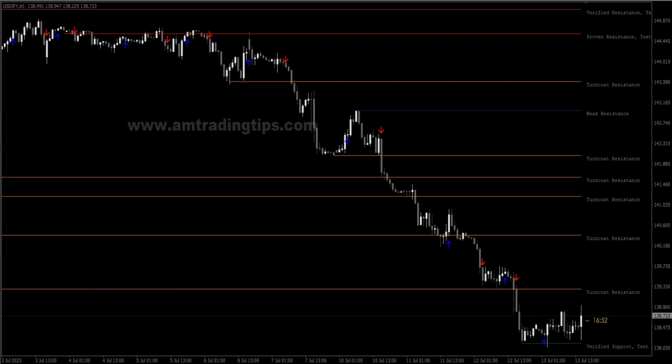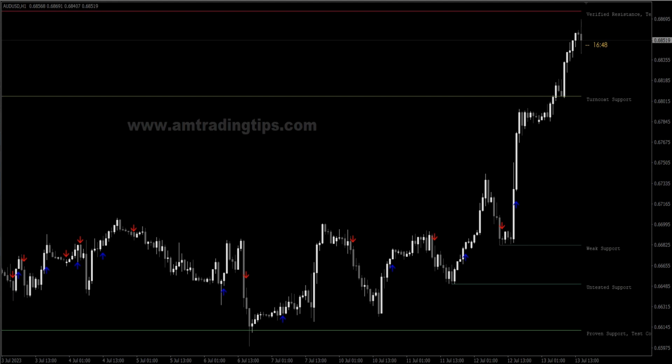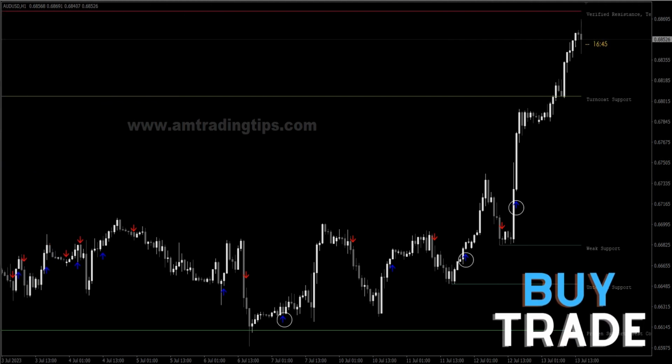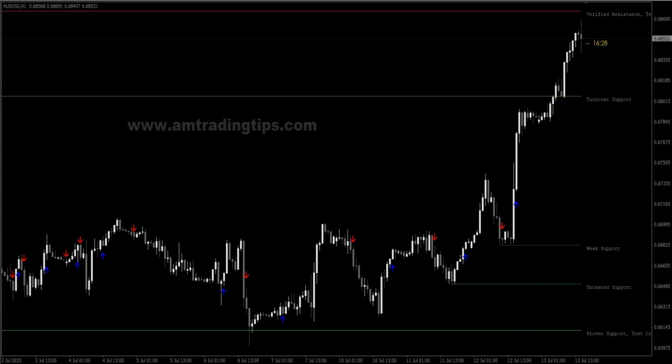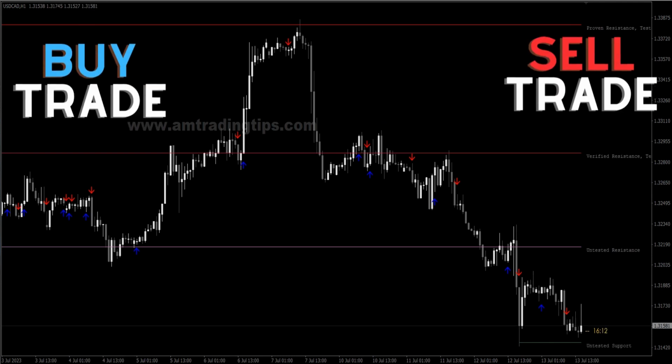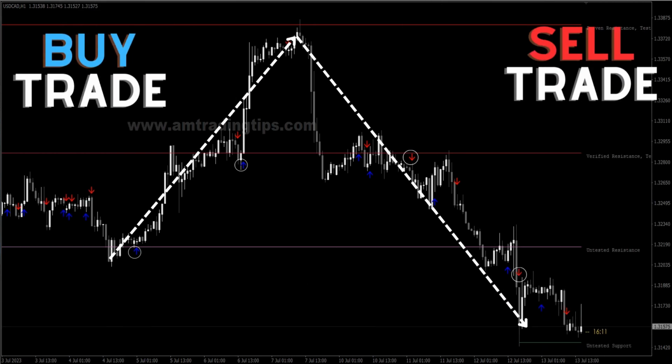Let us now see some more perfect buy and sell trade setups of this indicator. Here is a perfect buy trade setup because the market is moving upwards and the price is near the support level. Here is a perfect buy and sell trade setup because the market is moving upwards and downwards, and the price is near the support level and resistance level.